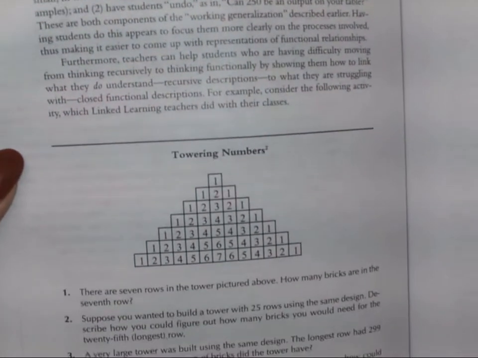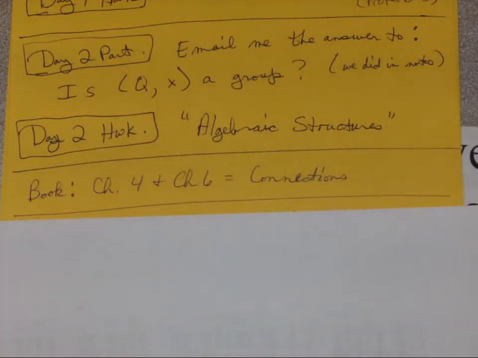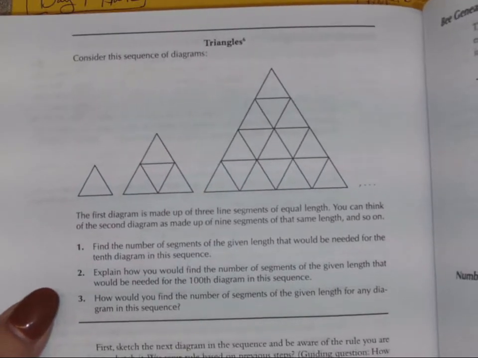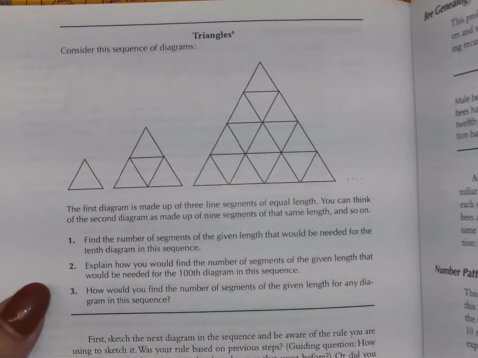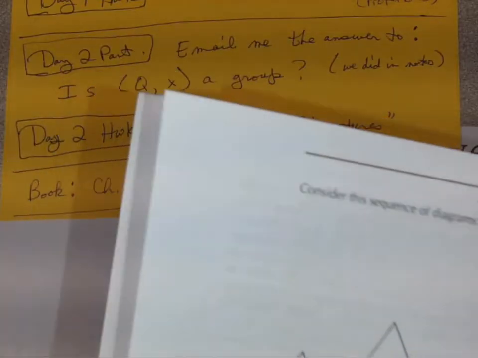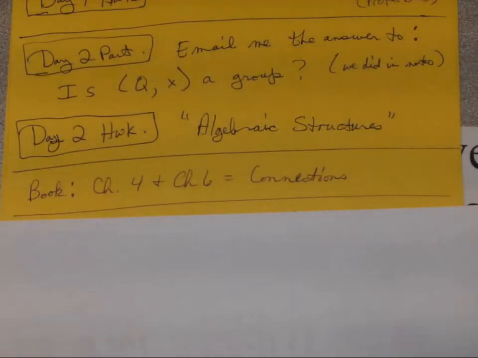So there's the towering numbers one, which is neat. Has a lot to do with addition of consecutive numbers, that kind of thing. There's some problems in here that are all about student work and seeing how your students might do things. Here's a cool triangle activity. It's almost like Sierpinski's triangle, but not quite. But there's some stuff in there like that. Seeing bee genealogy and number patterns. So just some really cool connections we didn't quite have time to do.